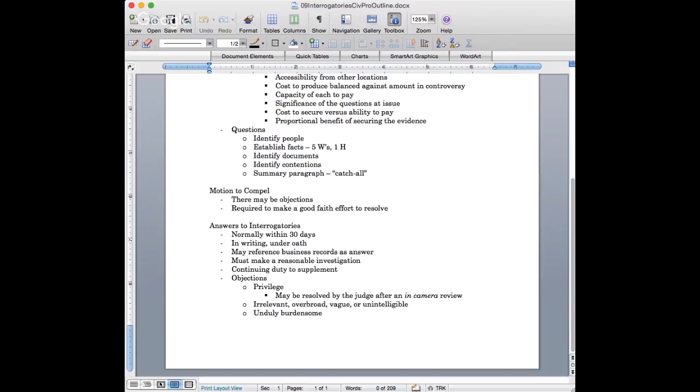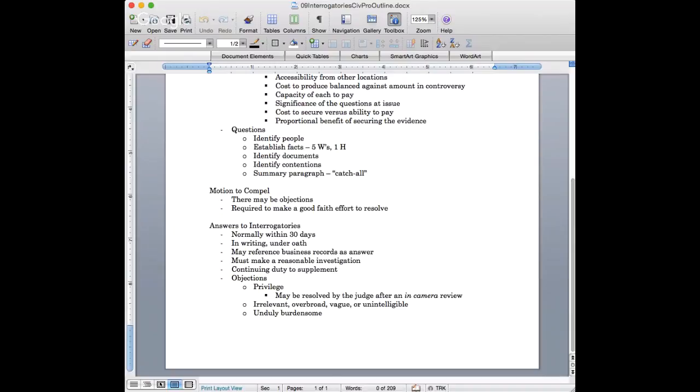Okay. Going back to the answers to interrogatories, how do you do that? Normally you have to do it in 30 days. You have to do them in writing under oath, so you have an obligation to tell the truth. You may reference your business records and then include them. You must make a reasonable investigation and try to find the answer. You always have to supplement your answers to interrogatories. That's true in all discovery.